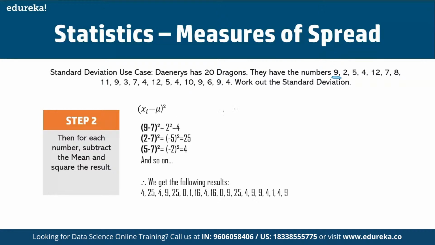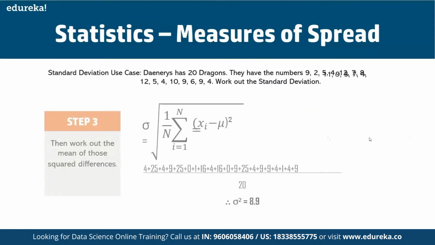So I need to do this for each of the data points. So for this data point, we have 9 minus 7. Then I have 2 minus 7. Then I have 5 minus 7, 4 minus 7, and so on. I need to square all these terms. I'm going to get some value here. I need to add all those values and find the average. So this is how I'm going to calculate my standard deviation.